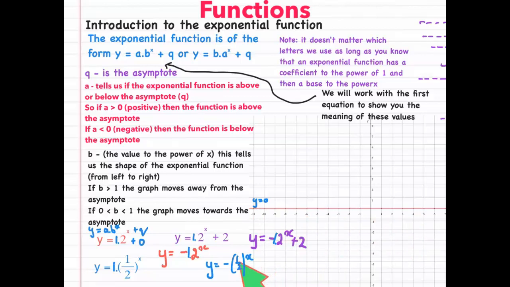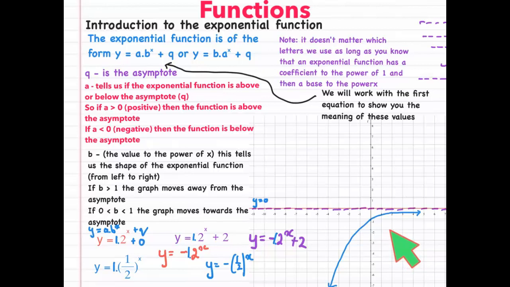And then look at b. b is a half. And when b is greater than 0 but less than 1, in other words, b is a fraction, the graph moves towards the asymptote. So let's see what that looks like. So if I draw this in, I know my asymptote is on the x-axis. And then b is a half, a fraction. So it moves towards my asymptote as we read from left to right. Okay, and we will learn how to calculate the y-intercept later on. So can you see how easy this is actually?